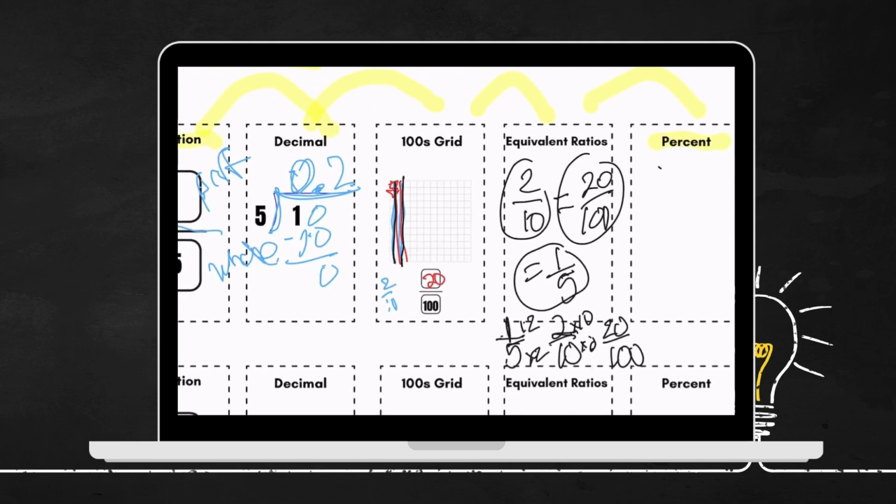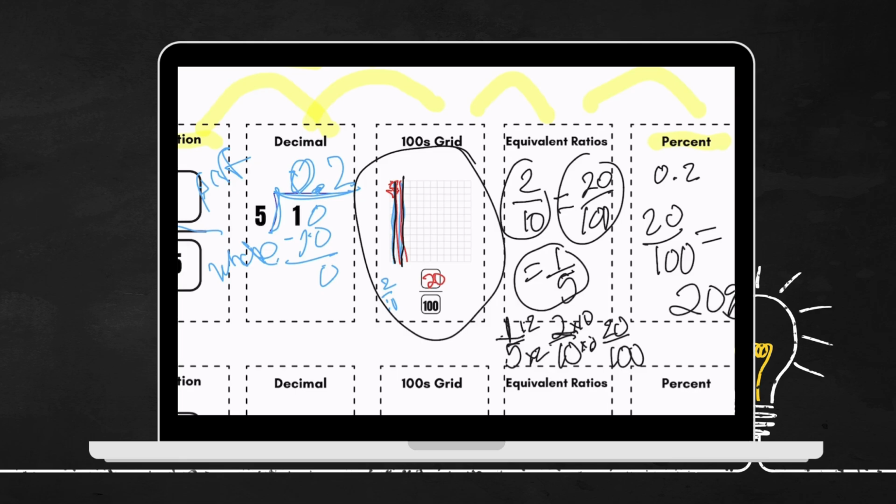So we know as a decimal, 1/5 is 2/10, and we know in our hundreds grid, it's 20 out of 100, which is how we write percentages, out of 100. So that equals 20%. You could also look at your decimal and multiply it times 100. So 0.2 times 100, and that's the same as moving your decimal point 2 times. So again, we get 20%.